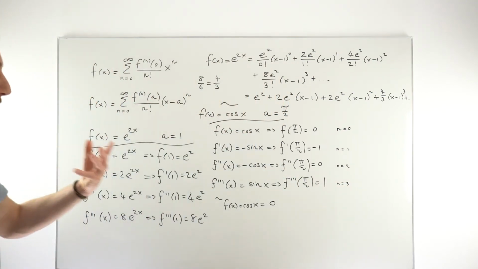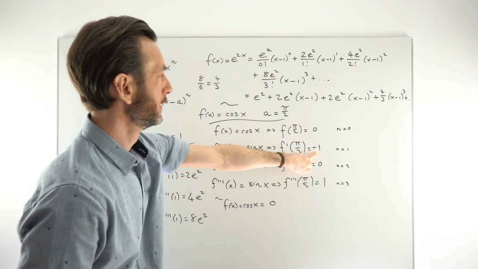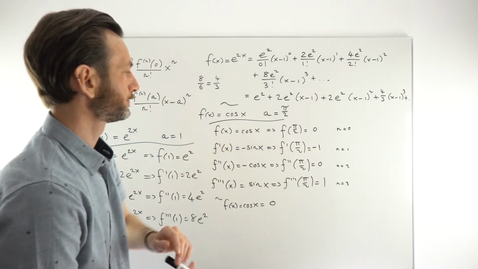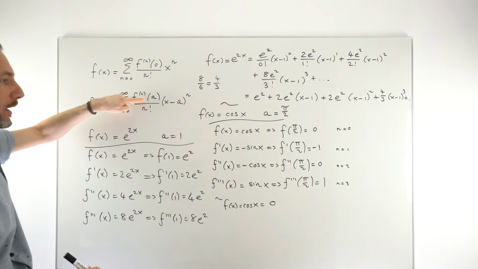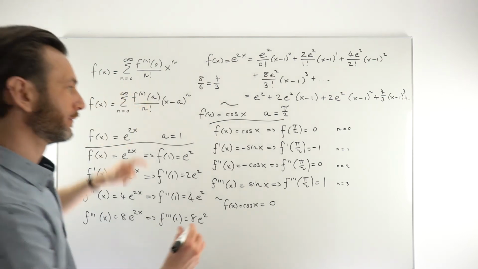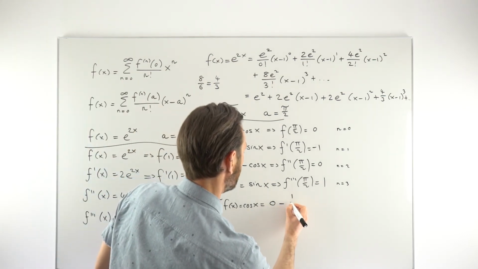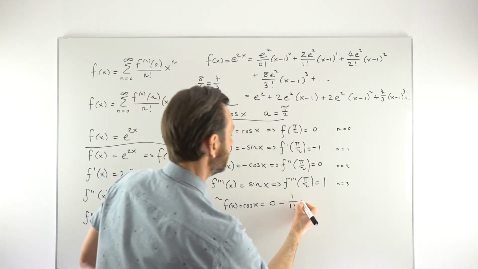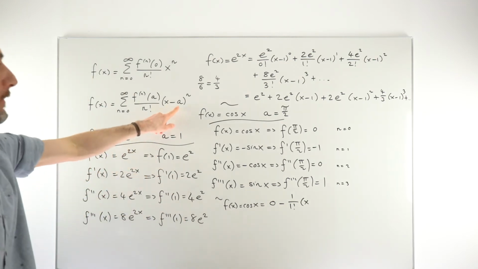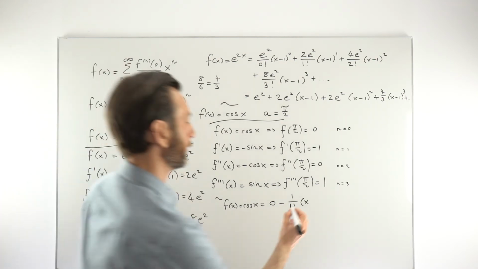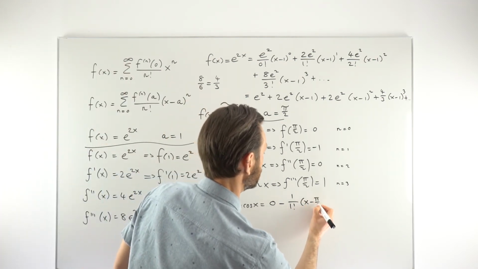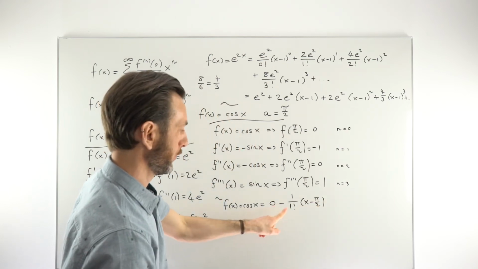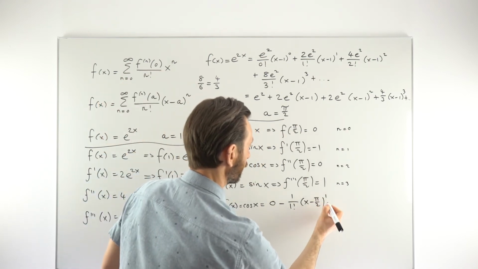So for the next term, that'll be the first derivative, so it's going to be minus 1, which is basically this part here, minus 1 over 1 factorial. So we're going to get minus 1 over 1 factorial. Again, we'll simplify that on the next line. And then it's going to be x minus our center, which is pi by 2. So x minus pi by 2. This was a power of 0. This is n equals 1. So we've got a power of 1 on there.